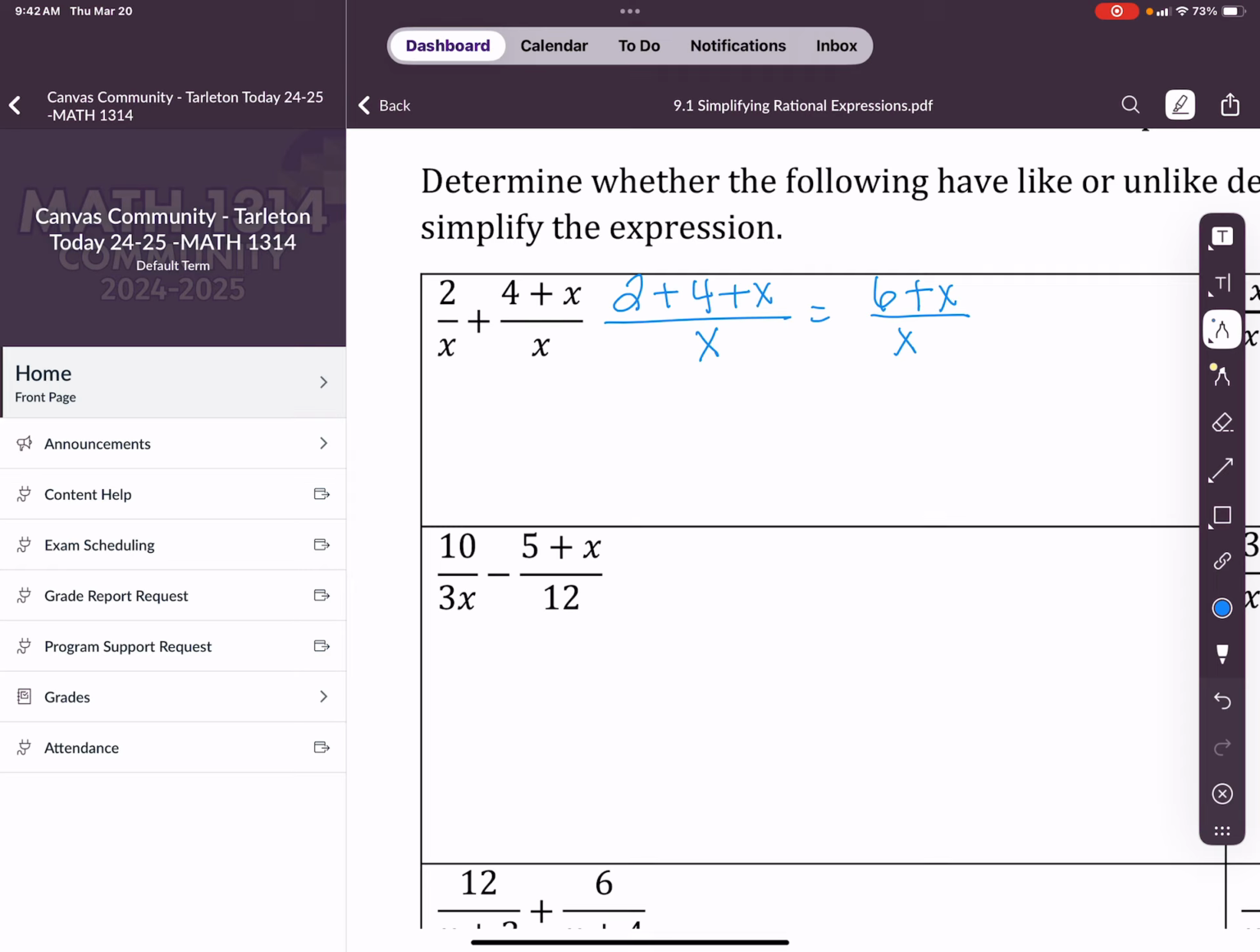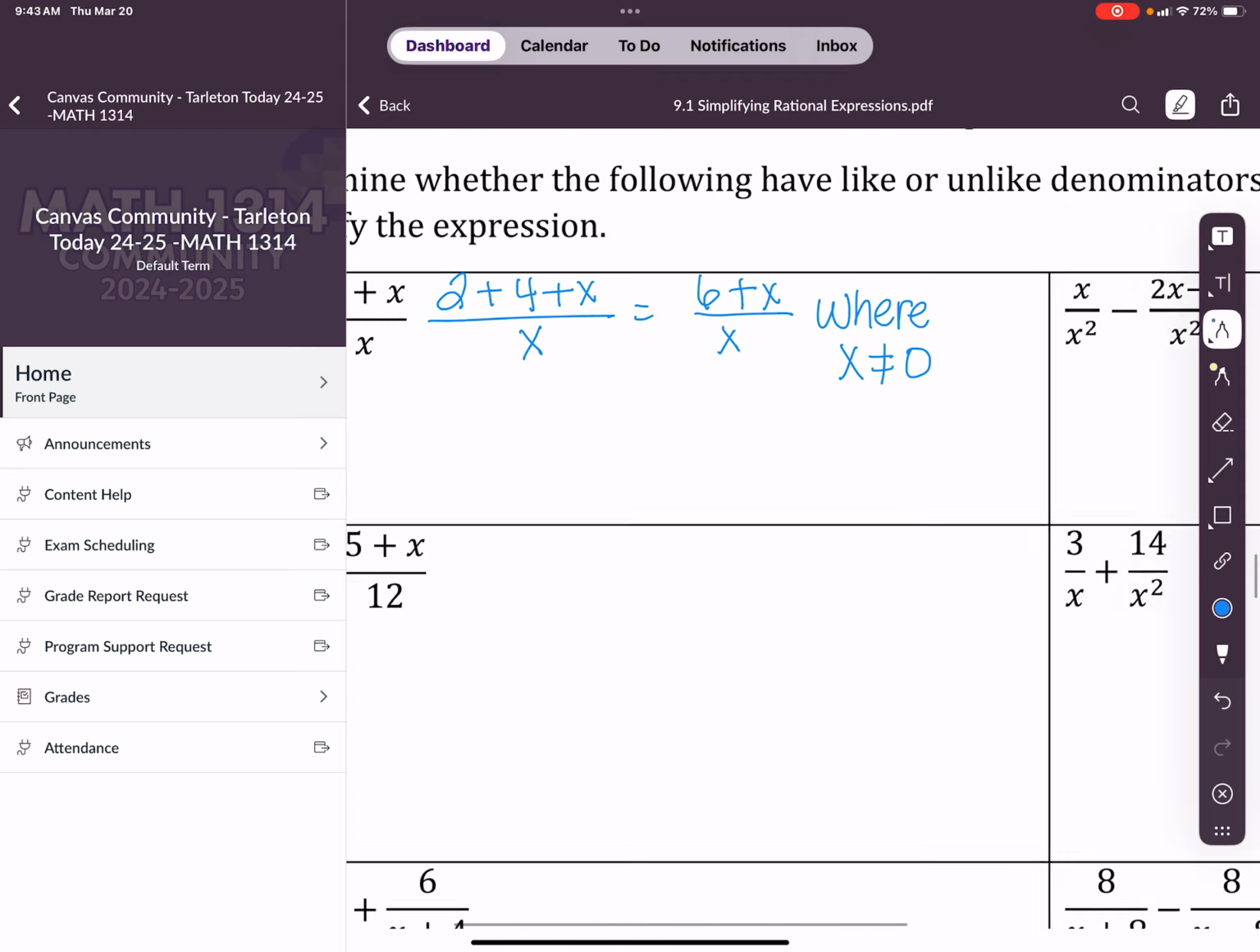And remember, this is a term in itself, what I just circled, and so we can't cancel the x there. That would be simplest form, but we would need to account for where x does not equal 0, because if x equals 0, we would have a 0 in the denominator and it would be undefined.